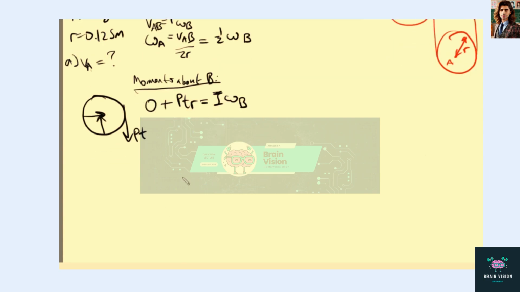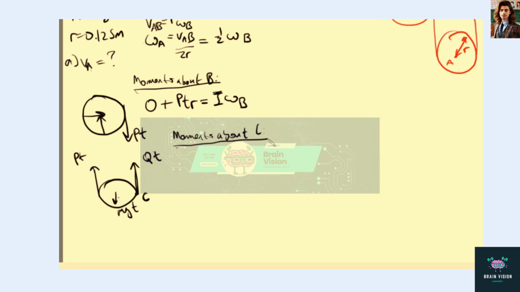Now let's look at our second cylinder, which has an upwards force being applied of P, and an upwards force here of Q. And it has in the center a downwards force of mg, and then we have C here. So we're saying moments about C. We have 0 minus 2PTR plus mgTR is equal to mVA R plus I omega A.